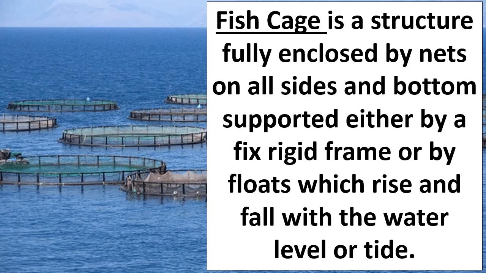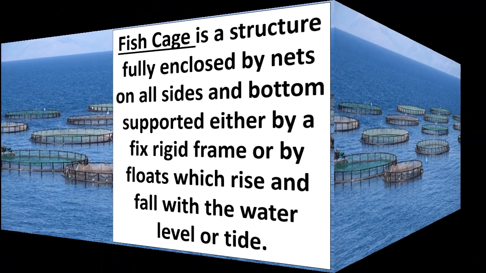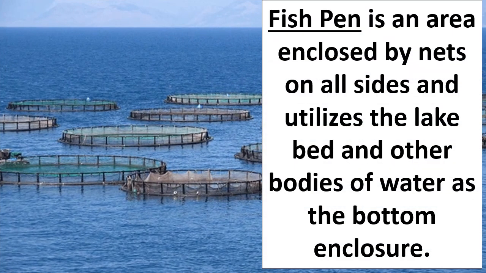A fish cage is a structure fully enclosed by nets on all sides and bottom, supported either by a fixed rigid frame or by floats which rise and fall with water level or tide. While a fish pen is an area enclosed by nets on all sides and utilizes the lake bed and other bodies of water as the bottom enclosure.